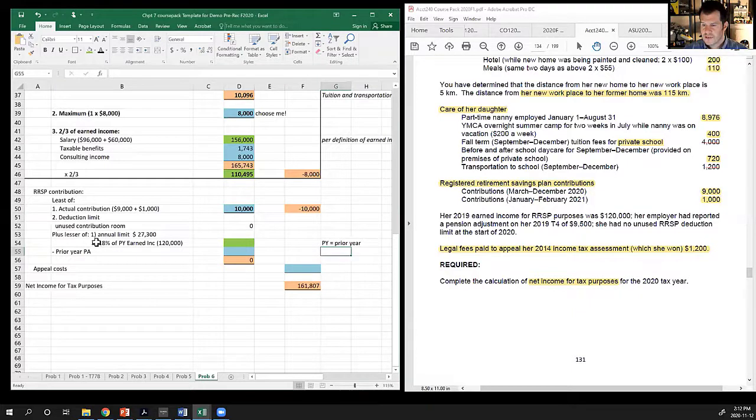So 18% of 120,000. So look, I'm going to put in 27,300 here. And let's see, 27,300. And then down here, I'm going to have equals 0.18. What's the smaller of those two things? It looks like the smaller of those two things is this number right here. That's the smallest one. So I'll make that equal to this. And now what I'm going to do is subtract the prior year pension adjustment, which is 9,500.